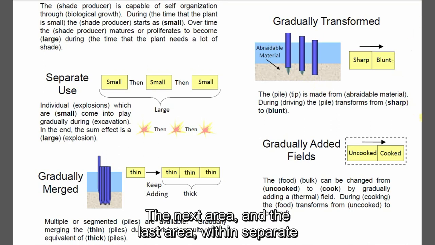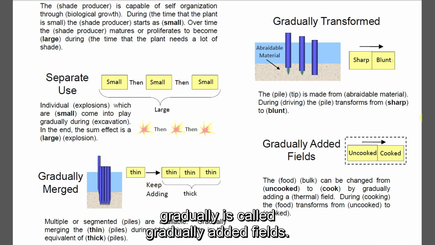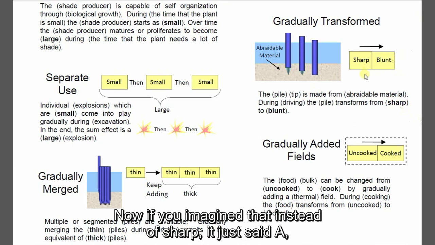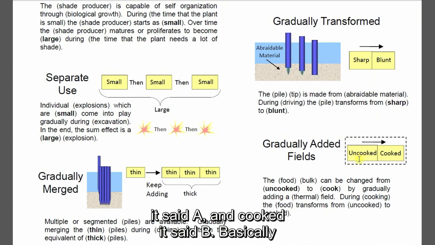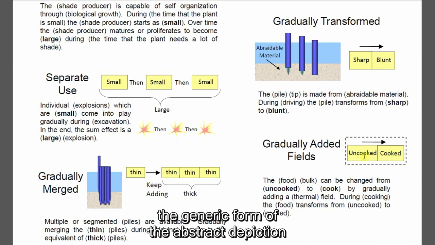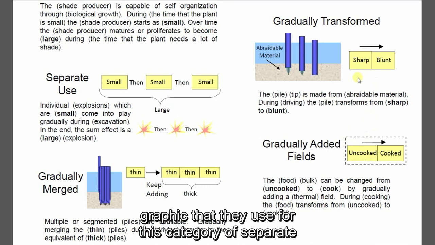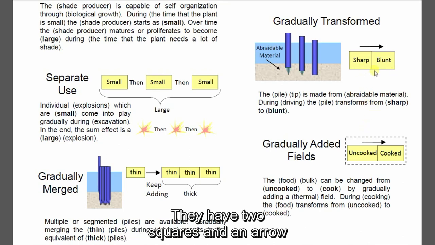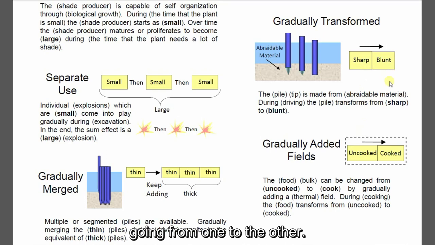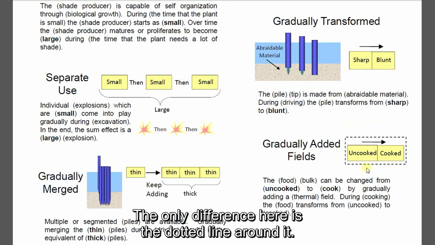The next area, and the last area within separate gradually, is called gradually added fields. Now, if you imagined that instead of sharp it just said A, and instead of blunt it said B, and instead of uncooked it said A, and cooked it said B, basically the generic form of the abstract depiction graphic that they use for this category of separate gradually would be the same. They have two squares and an arrow going from one to the other. The only difference here is the dotted line around it.